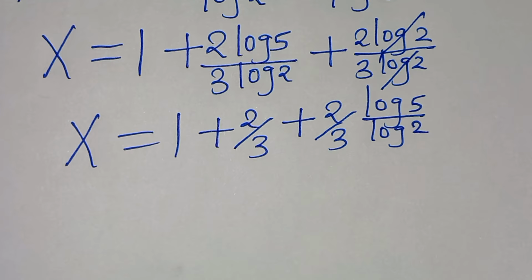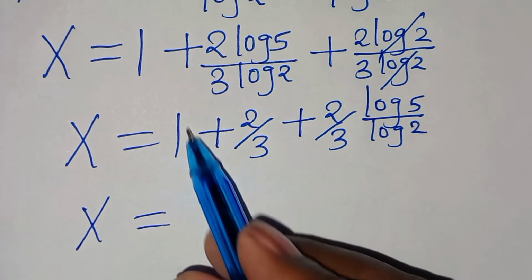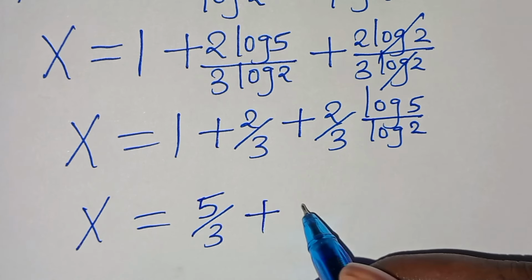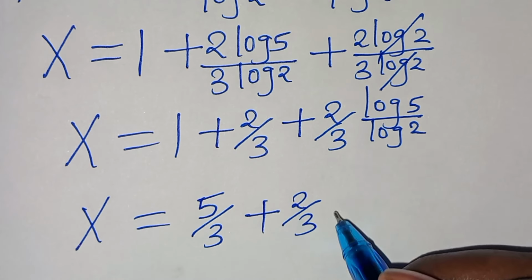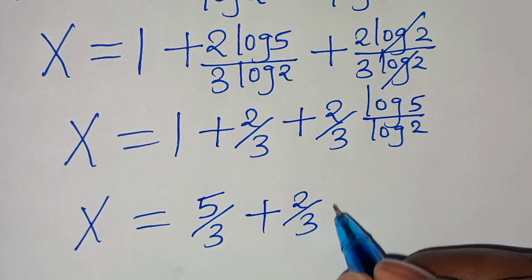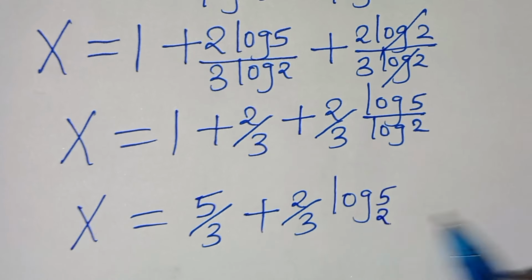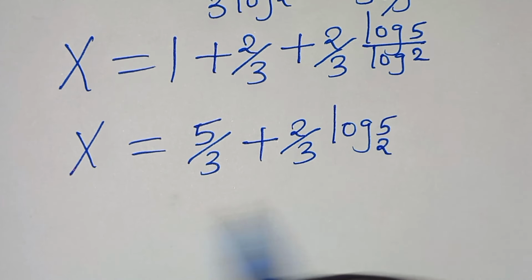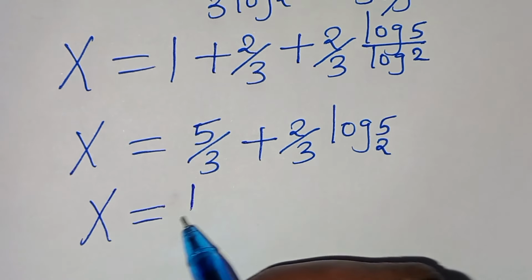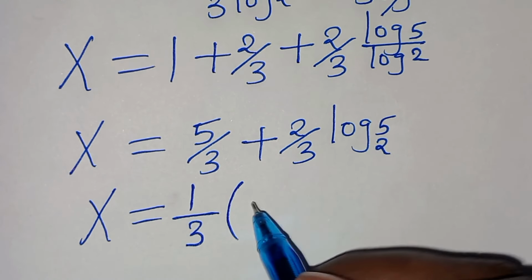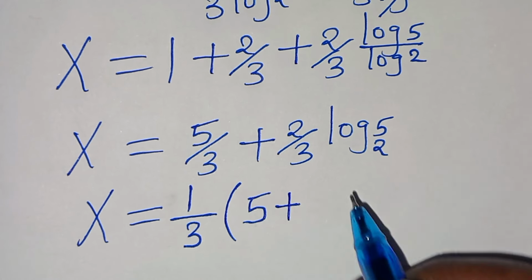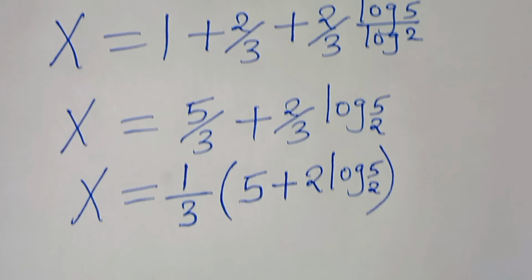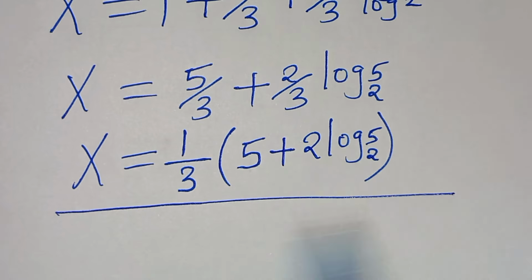Now, x here is equal to 1 plus 2 over 3. This is the same thing as 5 over 3 plus 2 over 3. Now, log 5 over log 2, we can express this as log 5 to base 2. The next step is that a third is common here, so we can factor out a third, so that we have a third into the parentheses. This is 5 plus 2 log 5 to base 2, and this is the value of x.